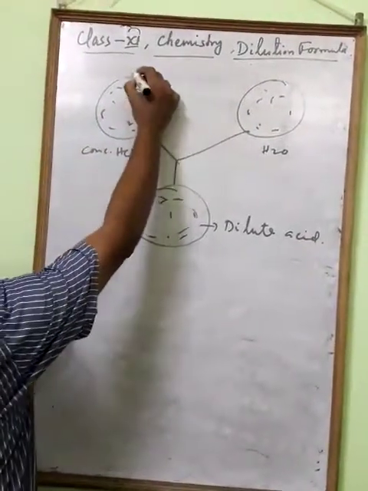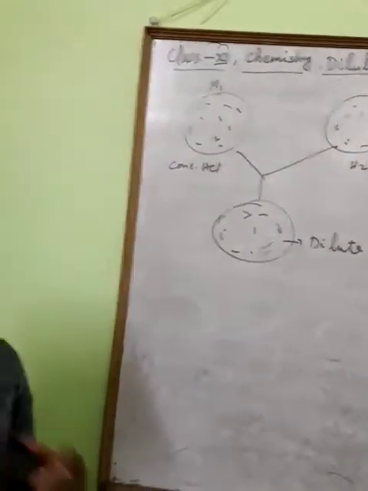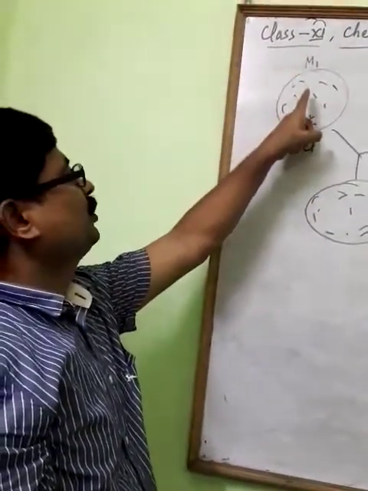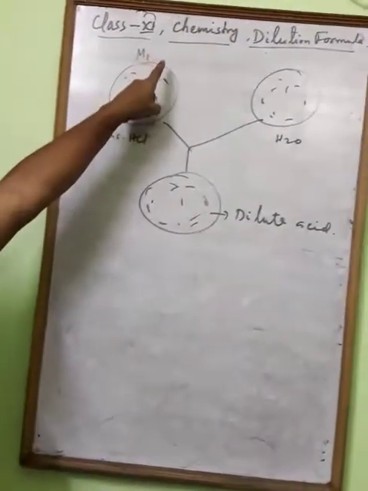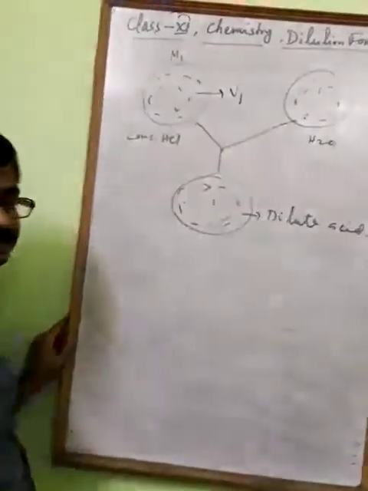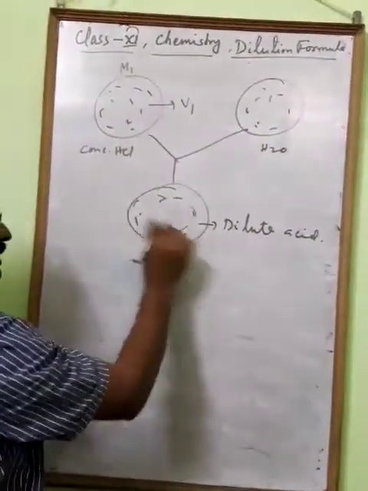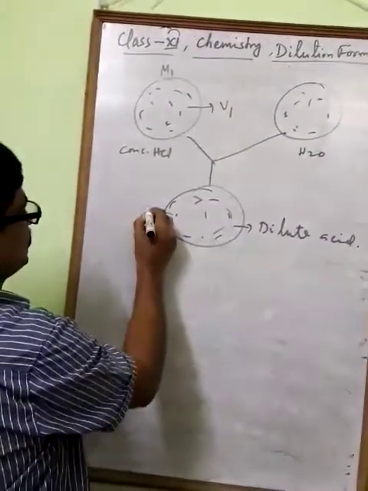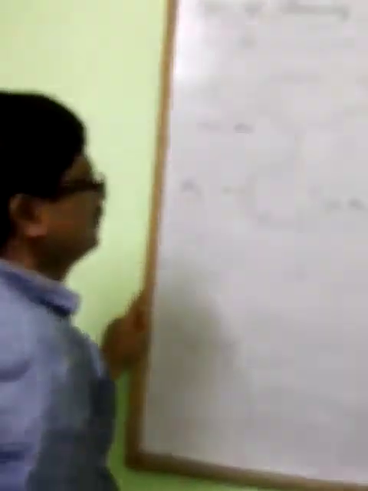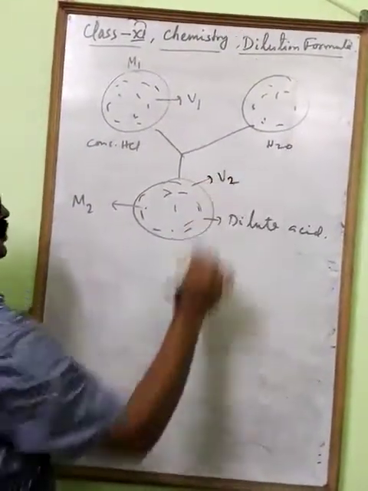Then what will happen? Suppose the strength, meaning molarity, of the concentrated hydrochloric acid was initially M1, and the volume was V1. After adding water, dilution will be there. In this case the strength changes to M2, the molarity, and the volume will be higher because of the addition of water. So the volume is V2.